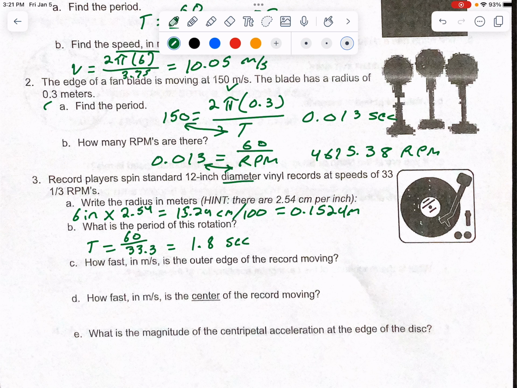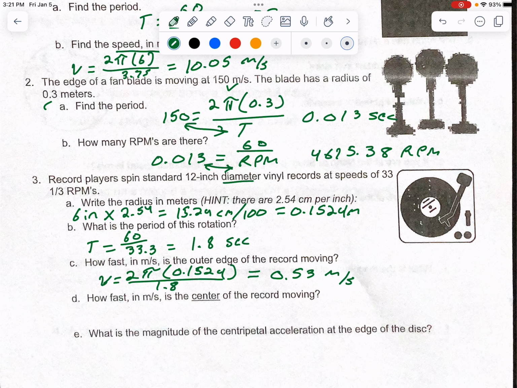Now, how fast in meters per second is the outer edge of the record moving? So outer edge just means you're at the max radius. Okay, so we're going to do our velocity. So velocity equals 2 pi times the radius, 0.1524, over T, which is 1.8. And you get a velocity of 0.53 meters per second.